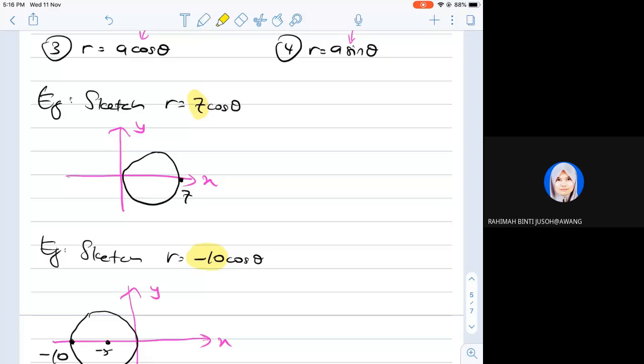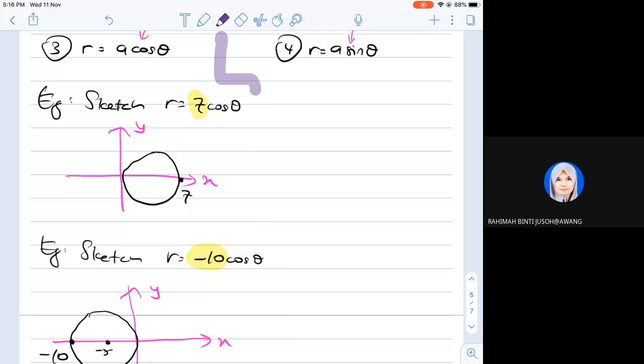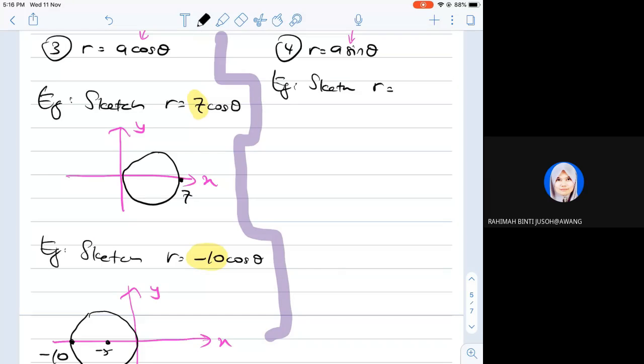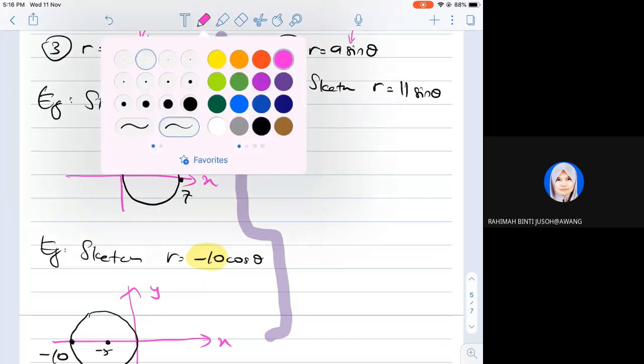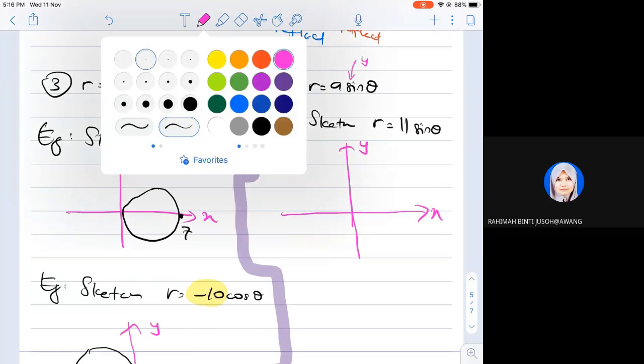Okay, tadi we are talking about cos. Okay, now graph sine. Example, sketch R equals to 11 sine theta. Where is the position? 11 sine theta. Y-axis. Upward, very good. Well done. X dengan Y, dia y-axis, betul. And then dia upward because positive. So dia berada dekat atas.